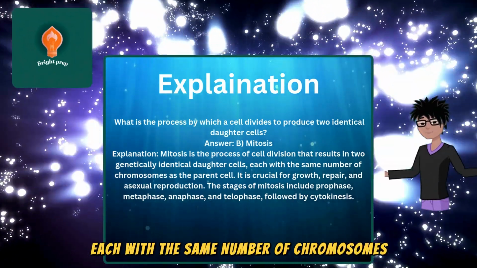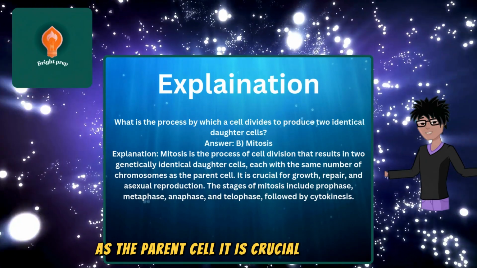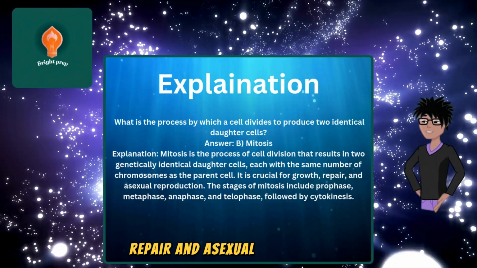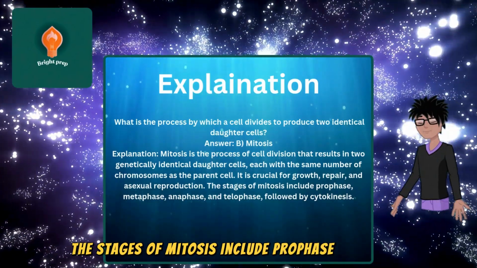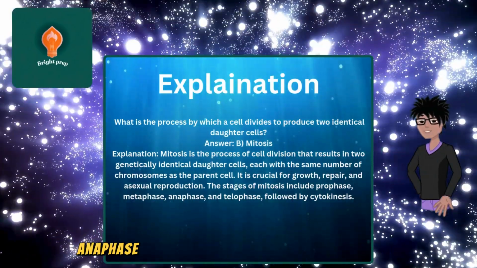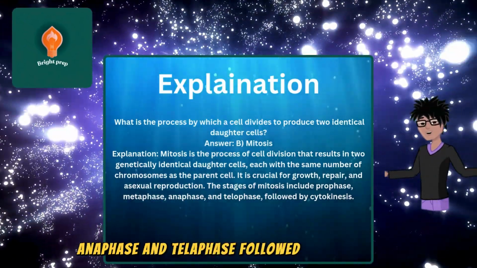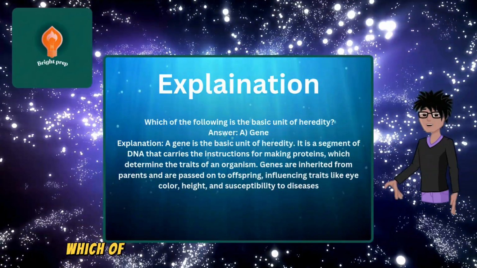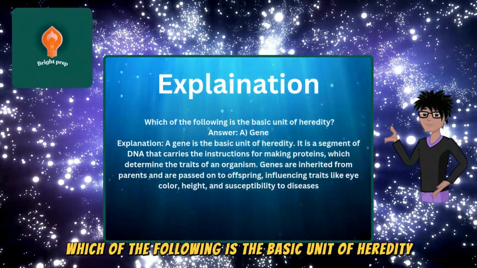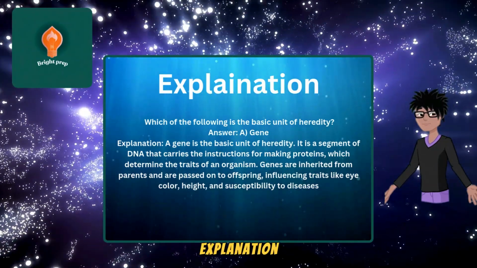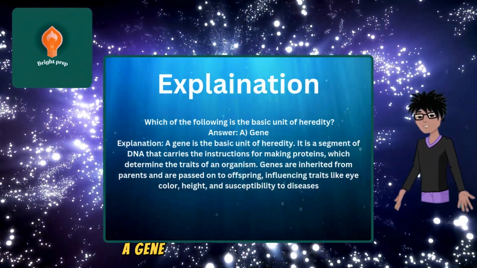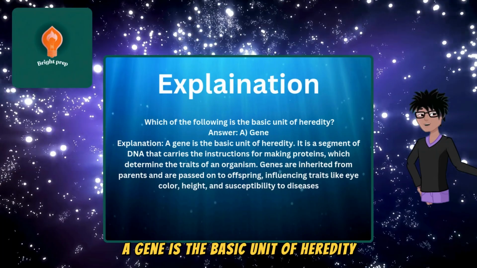with the same number of chromosomes as the parent cell. It is crucial for growth, repair, and asexual reproduction. The stages of mitosis include prophase, metaphase, anaphase, and telophase, followed by cytokinesis. Which of the following is the basic unit of heredity? Answer A. Gene. Explanation. A gene is the basic unit of heredity.